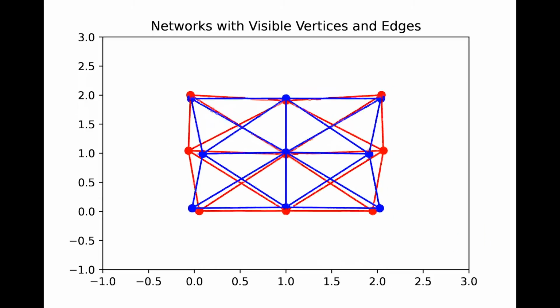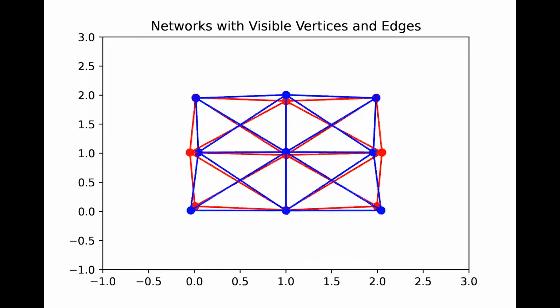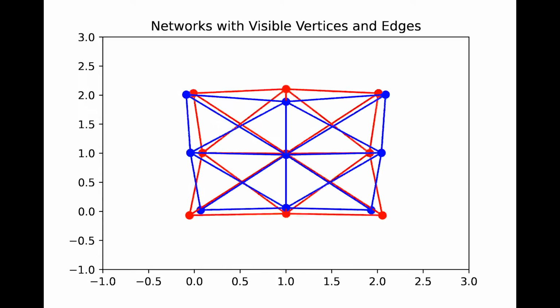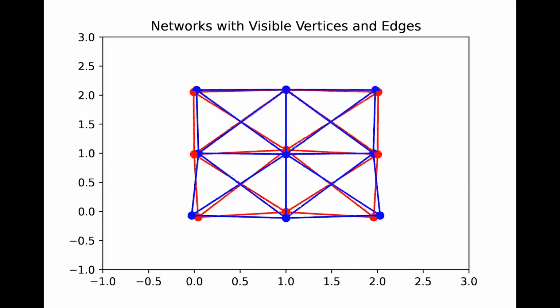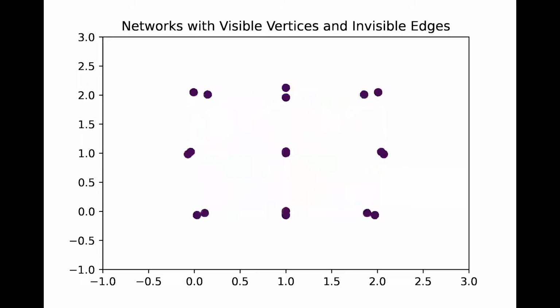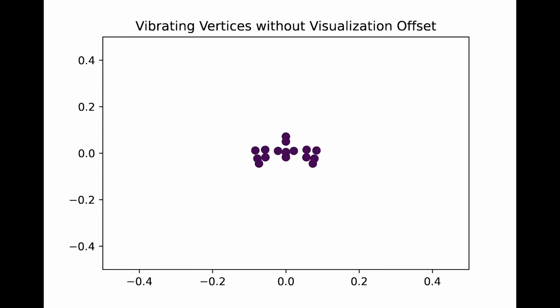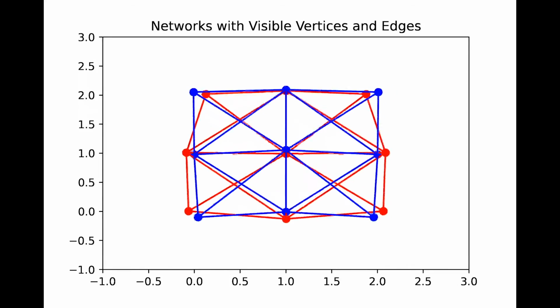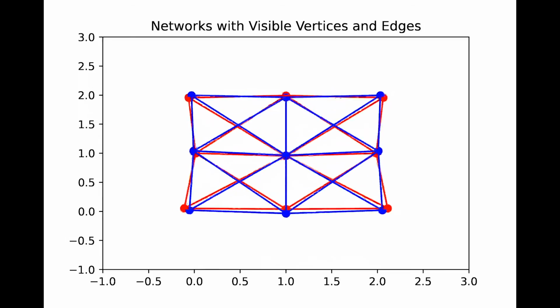Here we have a video showing the network dynamics. The first half of the video shows the network to which each vertex belongs. The networks, vertices, and edges are color-coded, either red or blue. Next, the vibrating vertices without edges and color coding are shown. Near the end of the video, the vibrating vertices without visualization offsets are shown. Here, each vertex moves around its equilibrium, which for this video is centered at the origin. It is this final representation of the data that I attempt to classify as belonging to a particular network.